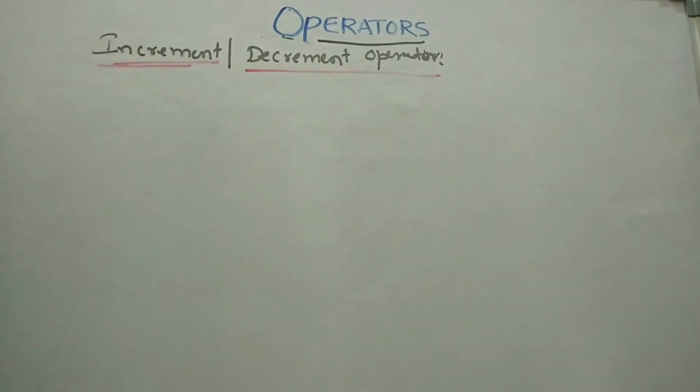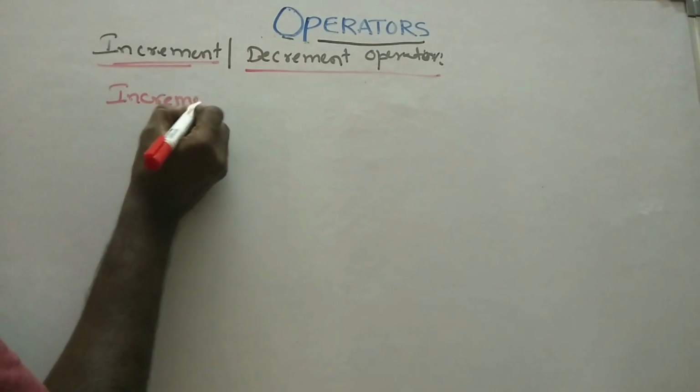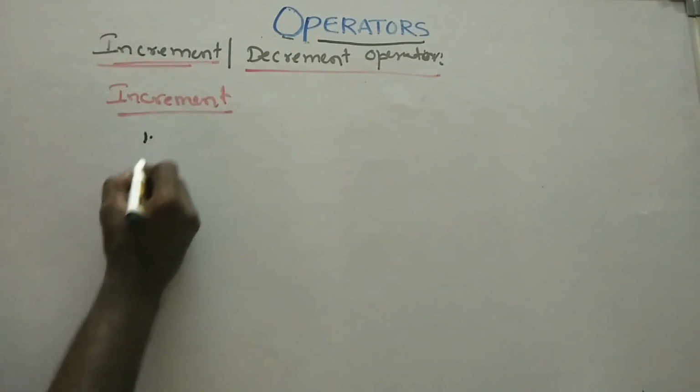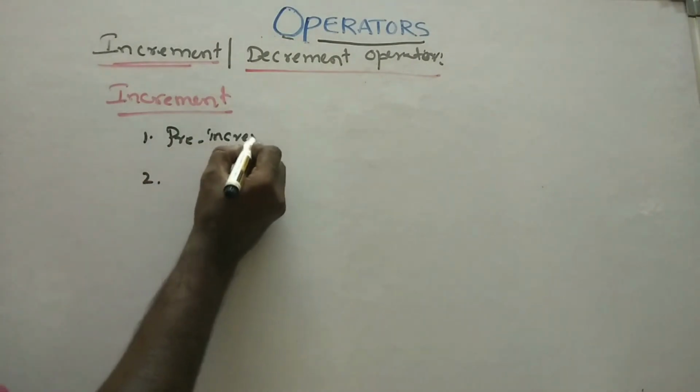Here we have two types of increment operator. First I will see the increment operator, right? The increment operation can be performed in two ways. One is pre-increment.